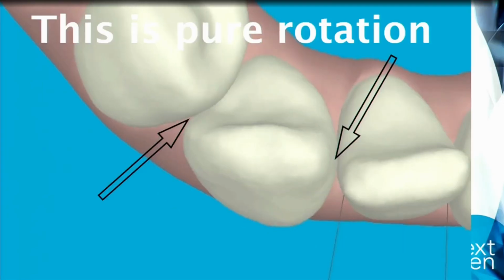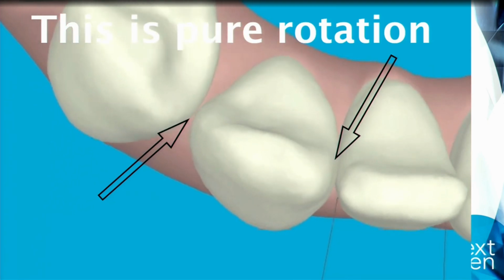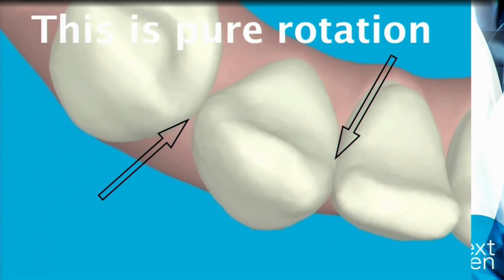Let me show you a contrasting one here. Here's pure rotation. You see the distal is going in and the buccal is going out. It's spinning like a top. It's spinning like a dial. That's a much less efficient way to get the results you want.